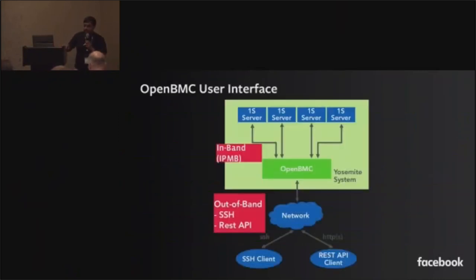When we show OpenBMC to our internal users, we just show this pretty picture. We say there are limited IPMI commands. You can just use IPMI tool to talk to the BMC and get the information. Or out of band, you have two interfaces, either a REST API or SSH. You can log into the BMC the way they log into a host and run some tools, or they can use the REST API. This is the pretty picture we show.